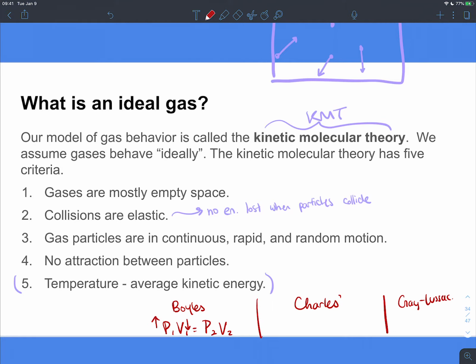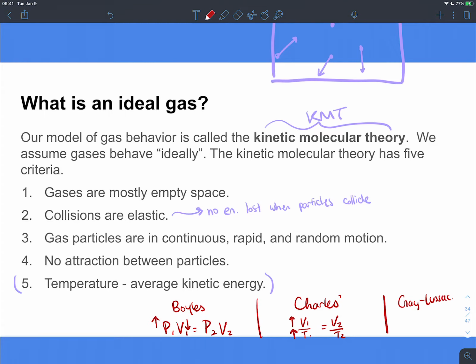Charles's law, the one we looked at first, had a relationship between volume and temperature. And this is directly proportional. If one goes up, the other also goes up. So if I increase the temperature, heat it up, it'll expand. That's what Charles's law said.